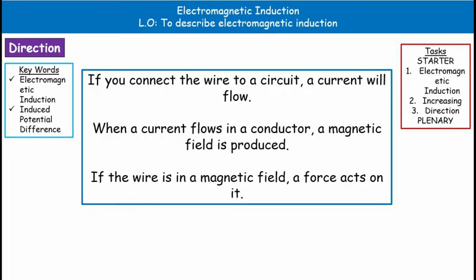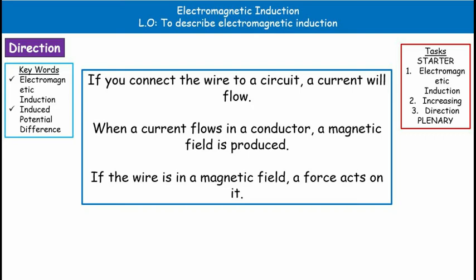So at this point we understand that if we move a wire within a magnetic field, we induce a potential difference across that wire. And that's all down to the fact that we've cut those magnetic field lines. If we now connect that wire into a circuit, then we are going to have a current flowing. Because if we've got potential difference across the wire, then current will flow. If we've actually got a current flowing through a conductor, then we generate a magnetic field.